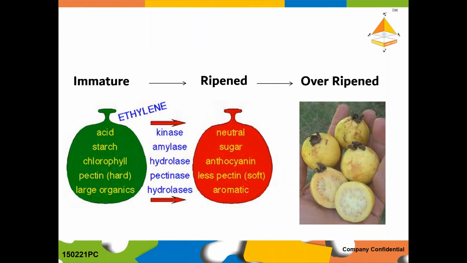And this is how it happens. If you harvest immature fruit, this is how it will look. And then if it's ripened, it will be something like this, the second one. And over-ripened is the third one. What you see is not looking nice.